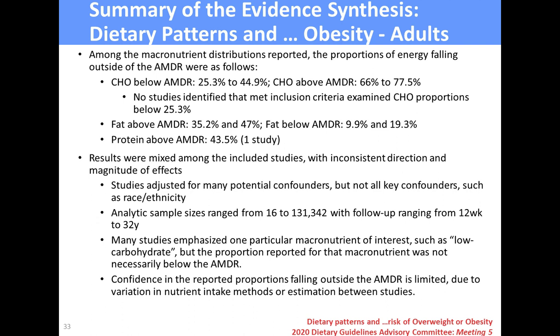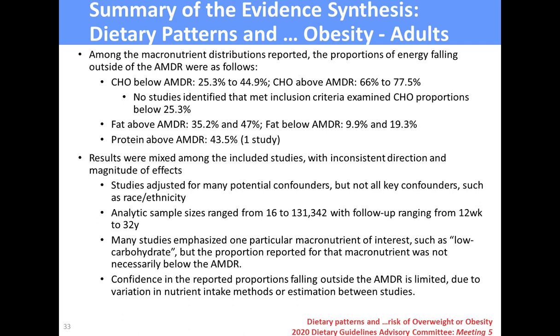Results were mixed among included studies. The direction and magnitude of effects were inconsistent. Studies adjusted for many potential confounders, but not all key confounders, specifically race ethnicity. Analytical samples ranged from 16 with a power calculation, so that was below our cutoff. They had a power calculation, or up to 131,342, with follow-up ranging from 12 weeks to 32 weeks.